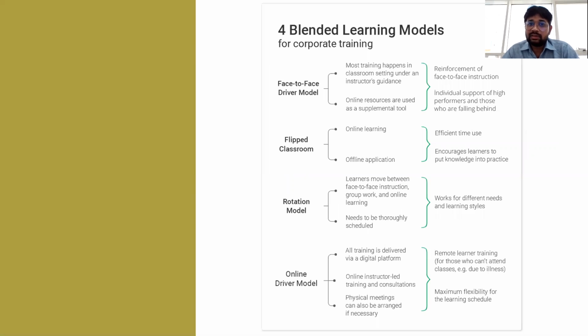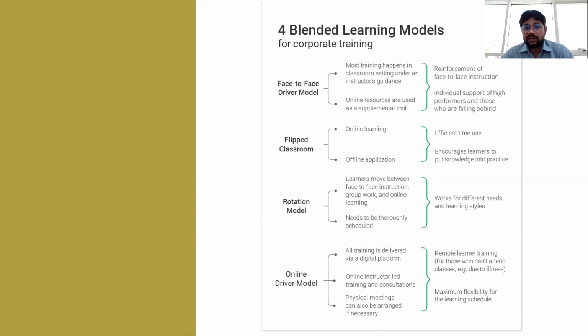So, conclusion: the four blended learning models for corporate training, we have the face-to-face driver model, as I told you. Let's see briefly all the models in one place. In the face-to-face driver model, most training happens in a classroom setting under the instructor's guidance, and online resources are used as a supplemental tool. So here, individual support for high performers and those who are falling behind. In the flipped classroom, online learning as well as offline learning, so you have to balance both things. It will be a time-efficient process.